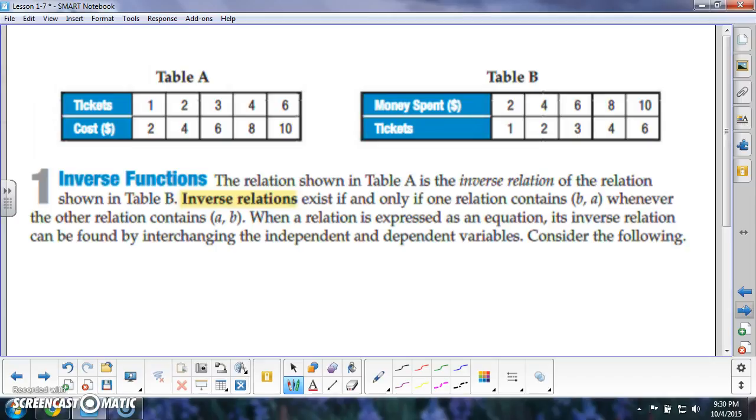Table A shows that if you're going to buy one ticket, it's going to cost you $2. If you're going to buy two tickets, $4, 3 is 6, 4 is 8, 6 is 10. So you get a little discount there when you get 6 tickets. But at any rate, then you look at Table B. It shows that if you spend $4, that means you bought 2 tickets. If you spent $8, that means you bought 4 tickets. If you spent $10, that means you bought 6 tickets. So this concept of interchanging your inputs and outputs is the concept of inverse relations and inverse functions.